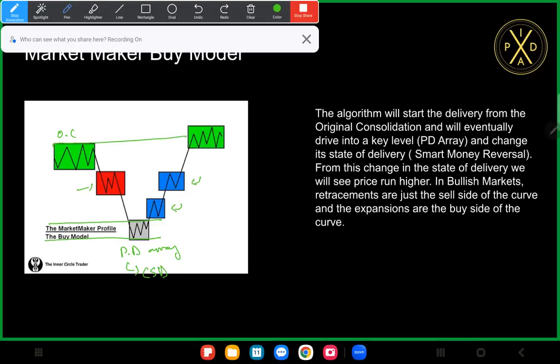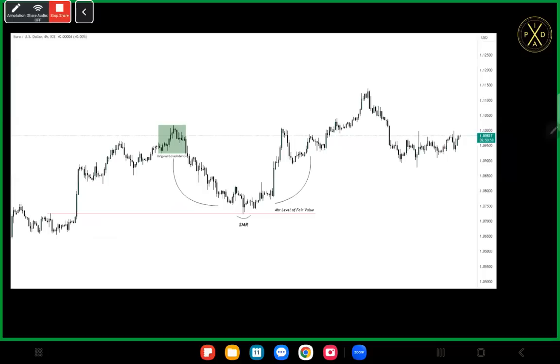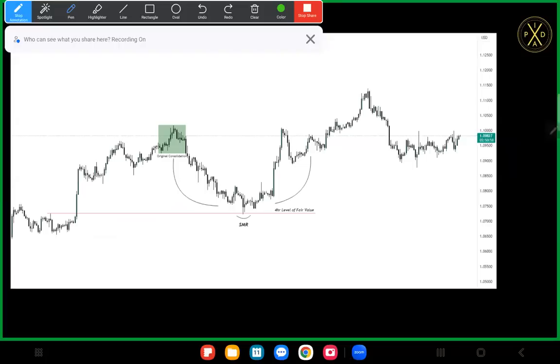All right, so now let's take a look at a real example of a market maker buy model. All right, so here is that example, and this is just a continued picture from what I showed you guys from the market maker sell model. So as you guys can see, the PD array, or that level that it was looking for, was this level of fair value. And so that's that breaker level right here.